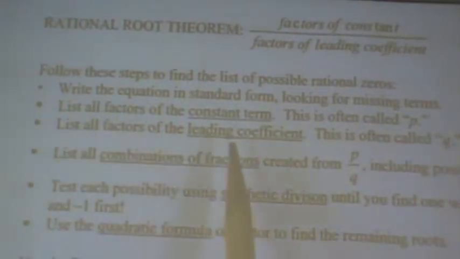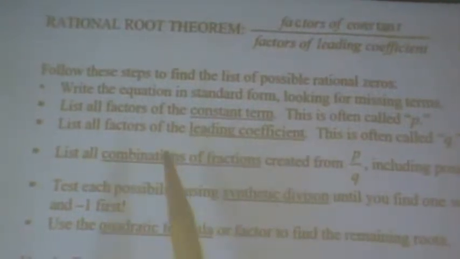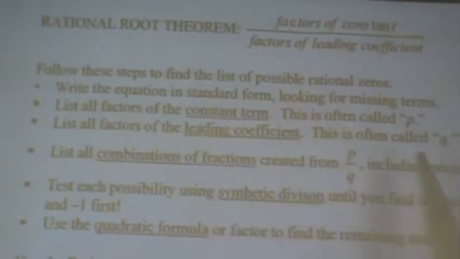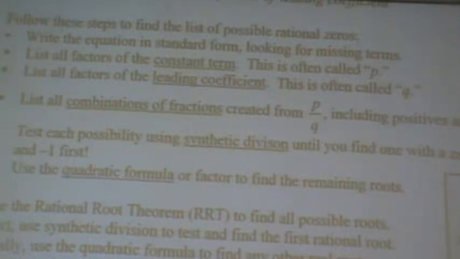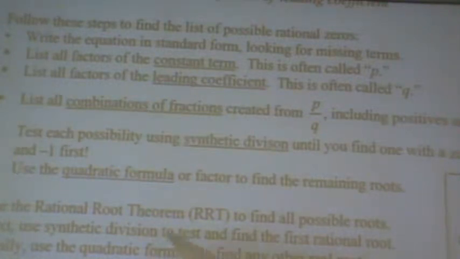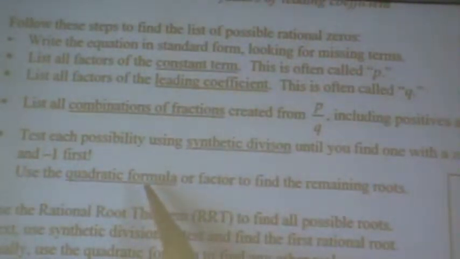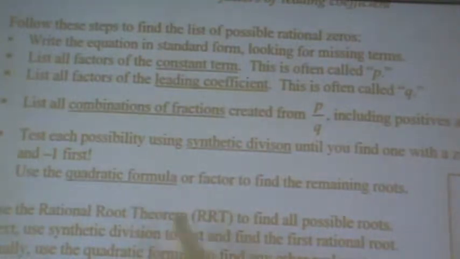Then you're going to look for the leading coefficient. That's the number in front of the biggest term. That's your q value. You're going to combine fractions of p over q, and then use synthetic division to start testing them till you find a 0 at the end. And when you get down to it, you're going to use the quadratic formula or complete the square or take the square root of both sides when you end up with an x squared problem. Okay? So let's try the first example.